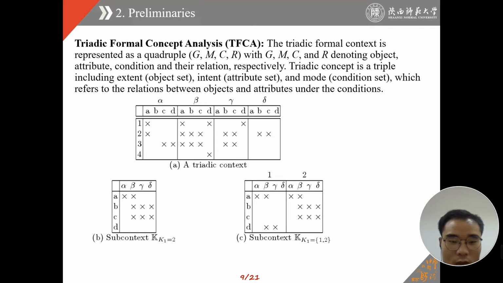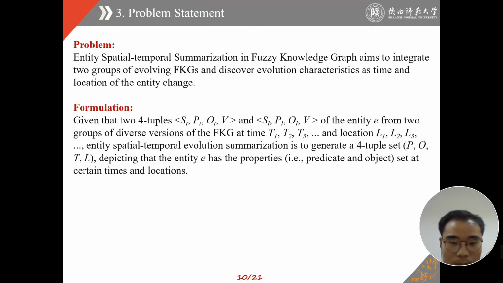A triadic concept is a triple including extent, intent, and modus, which refers to the relations between objects and attributes under conditions. This picture is the triadic context and its subcontext. Entity spatial temporal summarization in fuzzy knowledge graphs aims to integrate two groups of evolving fuzzy knowledge graphs and discover evolving characteristics at the time and location of the entity change.